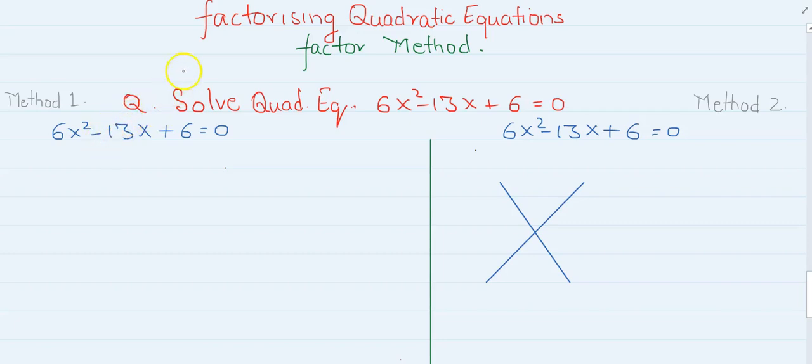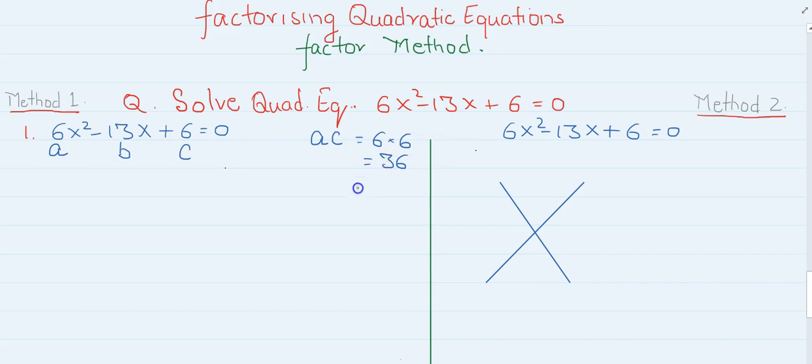Hello everybody, today we are going to solve quadratic equations by the factor method. We are going to solve this quadratic equation using two different methods. Let's try the first method. Our equation is 6x squared minus 13x plus 6. Here a is equal to 6, b is equal to minus 13 and c is equal to 6. A is not equal to 1 here, so we have to find the product of a and c. So a is 6 and c is 6, so our product is 36.